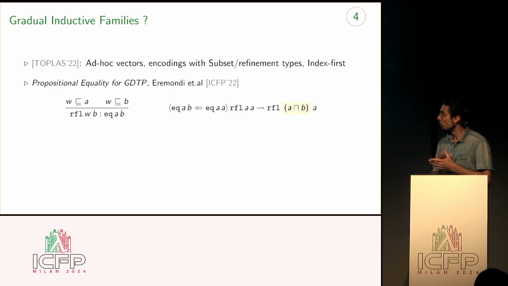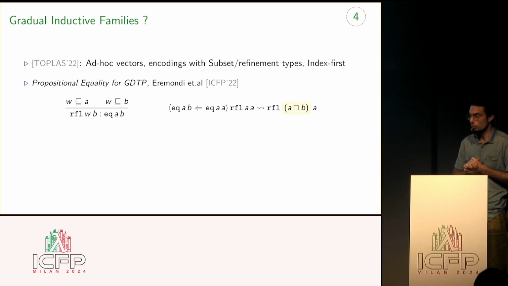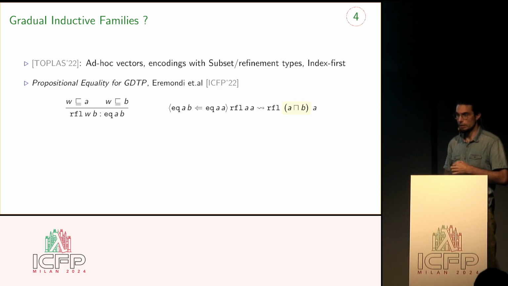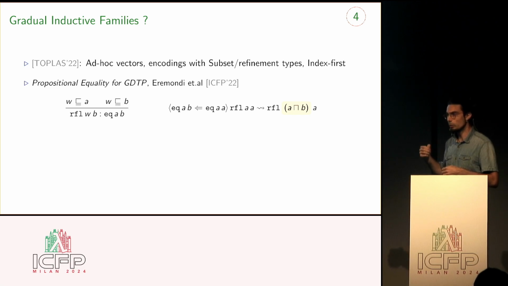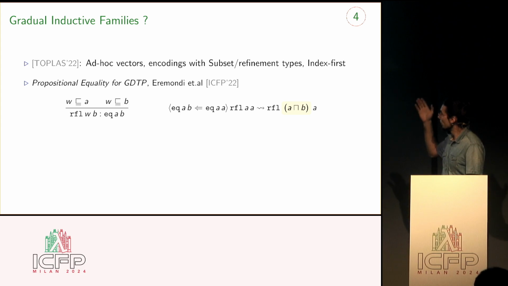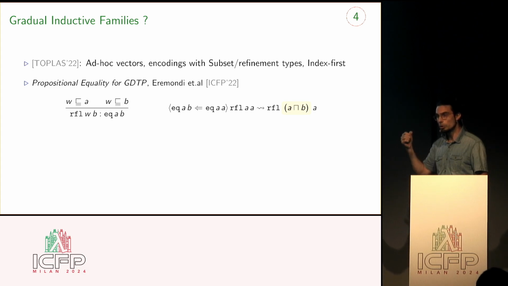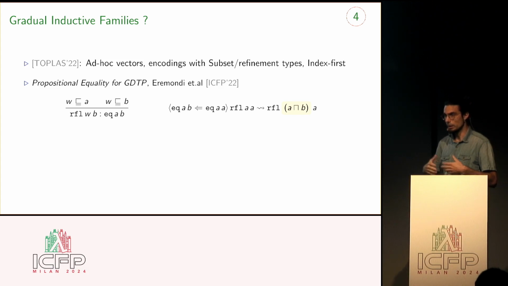Two years ago, a much more ambitious proposition was made in propositional equality for gradual dependent type programming, where the equality inductive family is actually instrumented with some witness of precision, saying that the two endpoints of the equality must be less precise than this witness W. And in this work, the cast works on reflexivity by keeping track of the most precise index that's encountered during reduction. So this is a nice proposition to try to get inductive families.